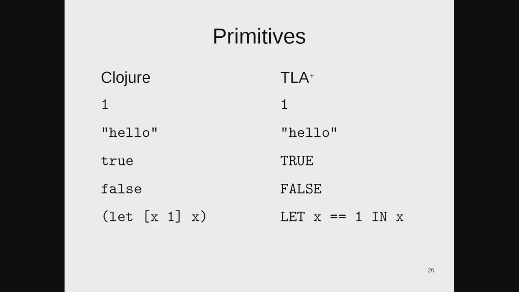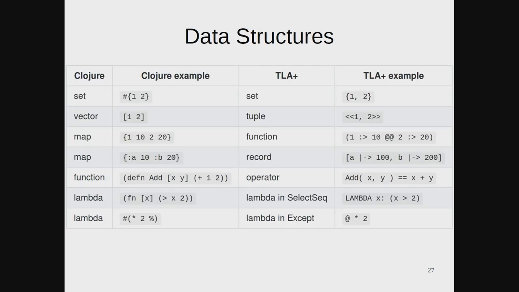If you compare Clojure to TLA Plus, look at the primitives: numbers, strings, booleans, very similar. We've got symbols, right? You introduce a symbol, let x. A lot of similarities there.